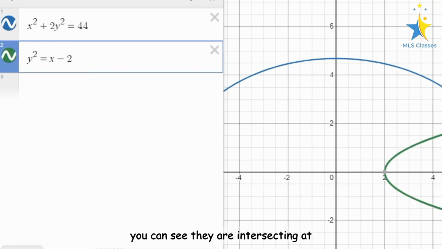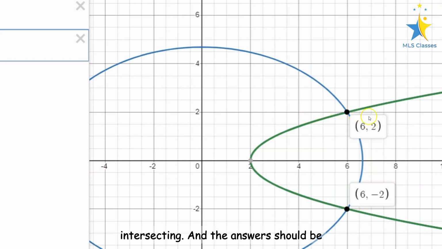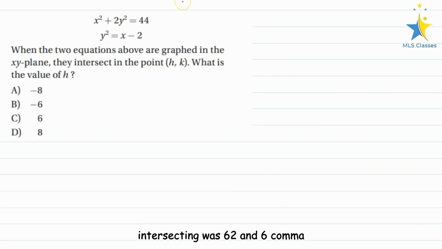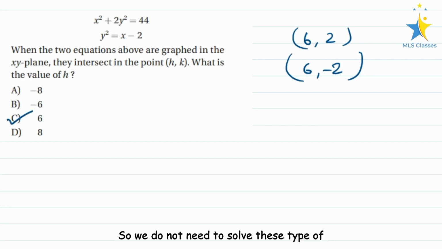So you can see they are intersecting at (6, 2) and (6, negative 2) points, and the answer should be one of these points. So let's see the options. So the 2 points where they were intersecting were (6, 2) and (6, negative 2). So h is same, so h is 6, which is option C. So we don't need to solve these type of questions because it will take little more time in solving than graphing. Moving to next question.